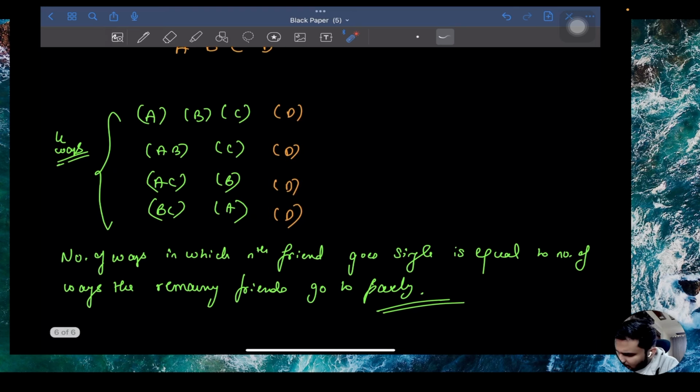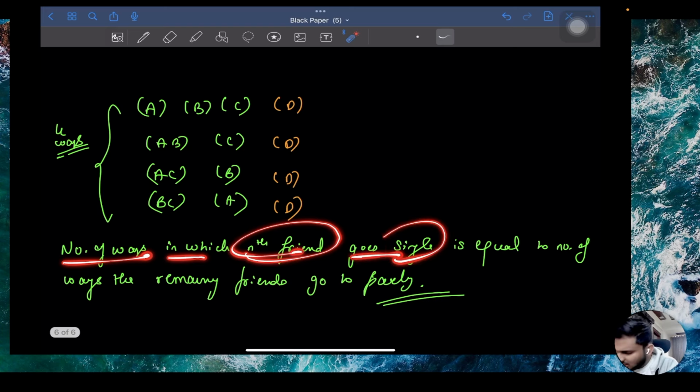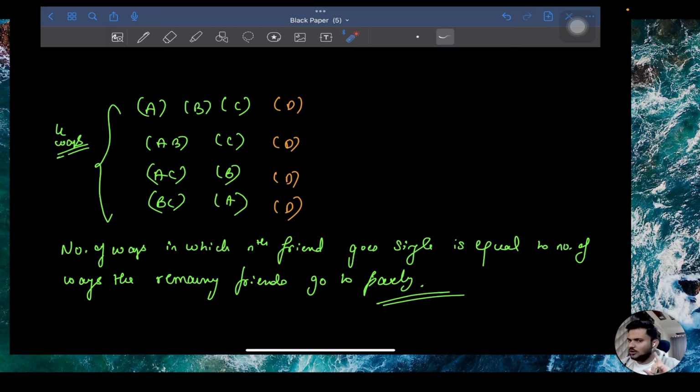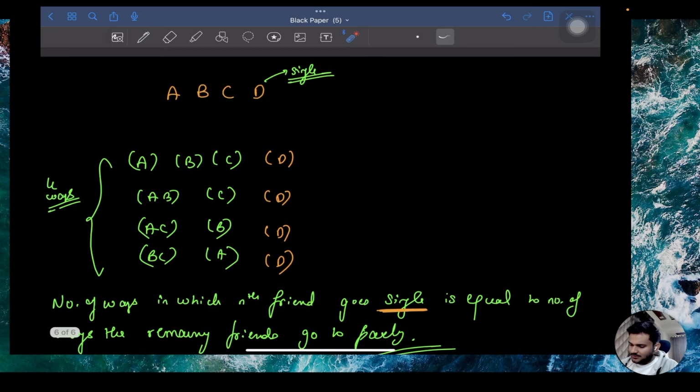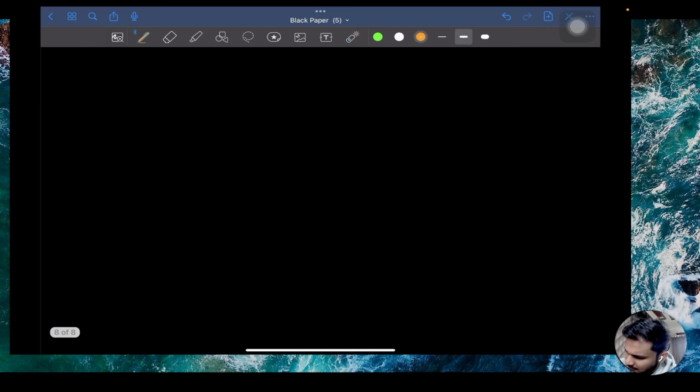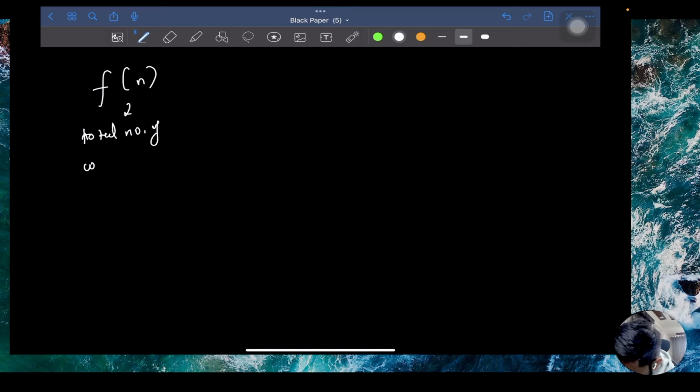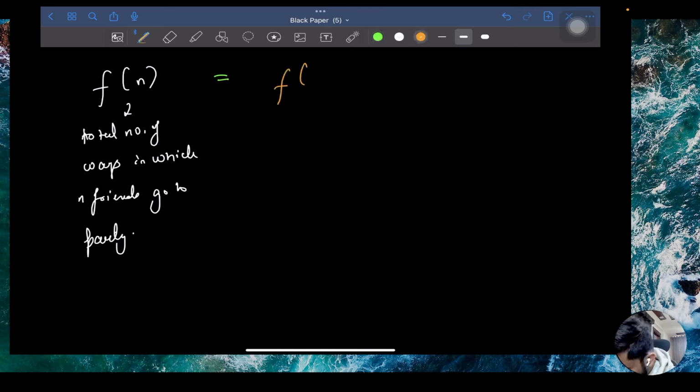So if you have to calculate the number of ways in which the nth friend goes single, the nth friend also has two possibilities, single or pair. Here I'm just considering that the nth friend goes single, it is equal to the number of ways the remaining friends go to the party. So can I say that if I write a relation f of n that gives us the total number of ways in which n friends go to the party, then one of the components for it is going to be f of n minus 1.